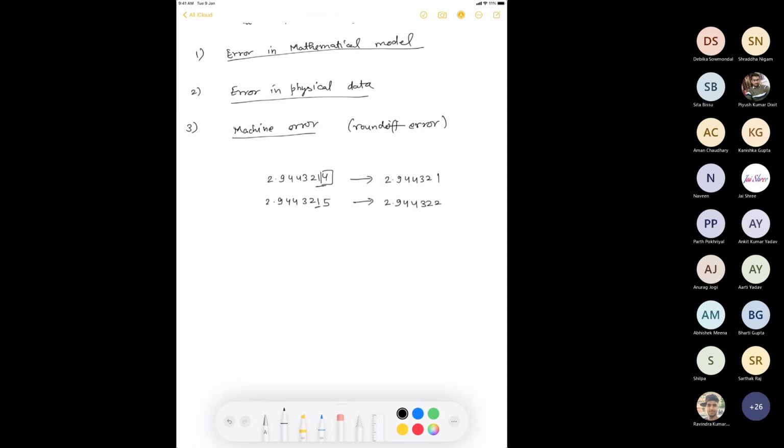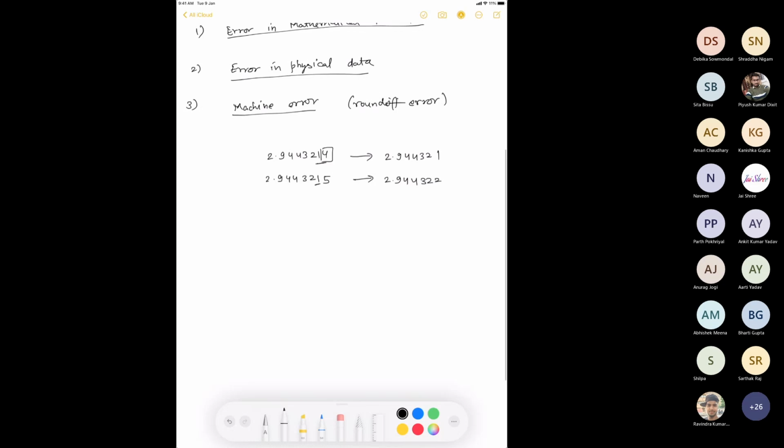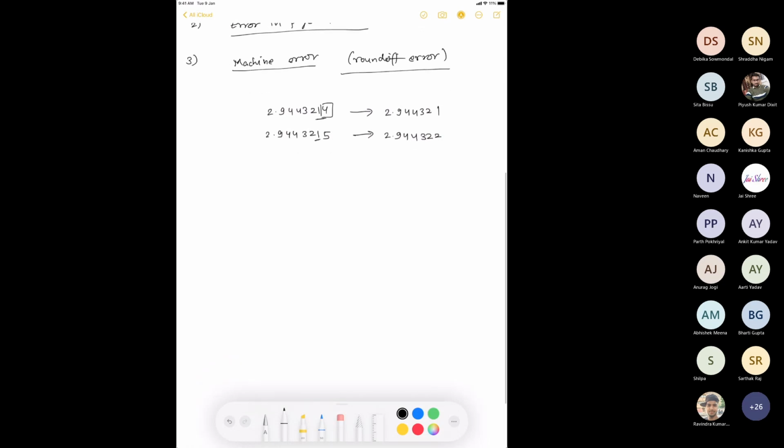Right? Such rounding is required to store a long number in the computer when the number is very long. So you will do some rounding, and that creates some round-off errors. But what we are interested in this course mainly is the approximation errors.